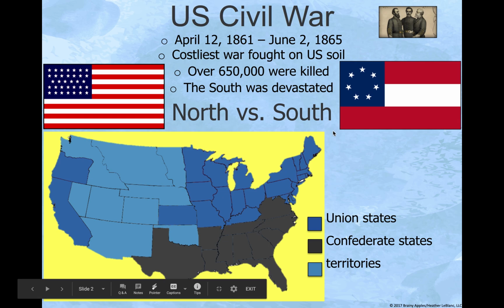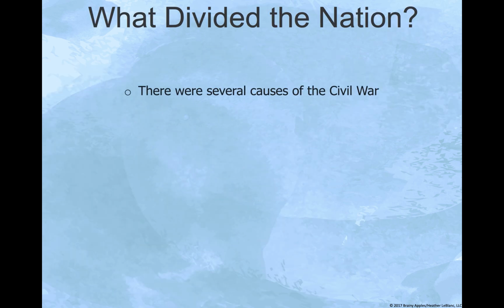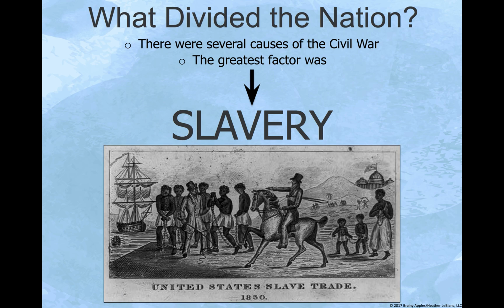So I'm going to get into what exactly led up to this war. That's what this lesson is going to be on. So let's continue. So what divided the nation? There were several causes of the Civil War, but the greatest factor was slavery. That's ultimately what this war was based on: disagreements over slavery.